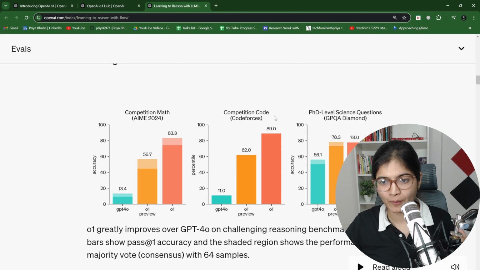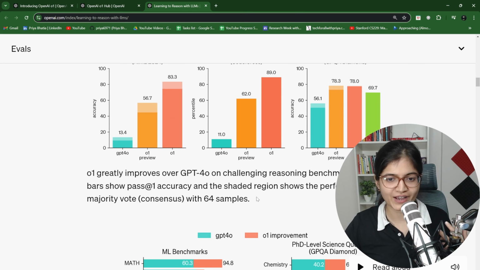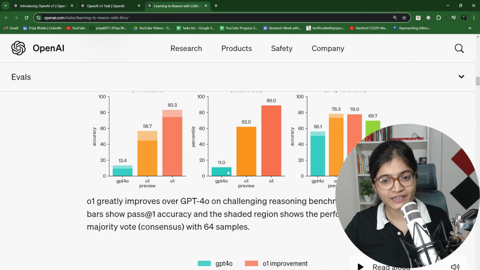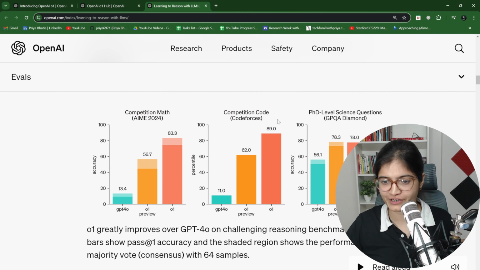And here you can see competition Codeforces, where they have again compared the performance. GPT-4o is only in the 11th percentile. O1 preview is in the 62nd percentile and O1 is in the 89th percentile. So you can imagine how powerful it is.